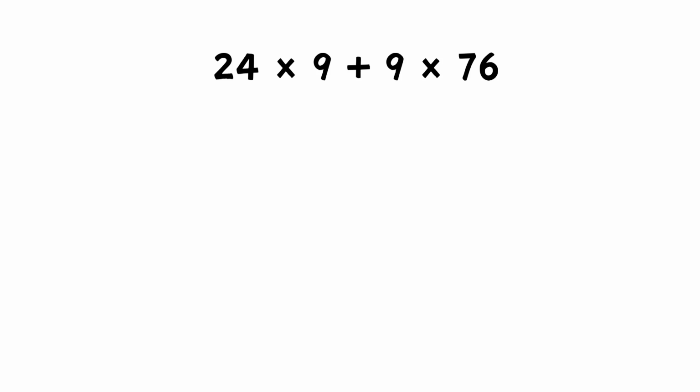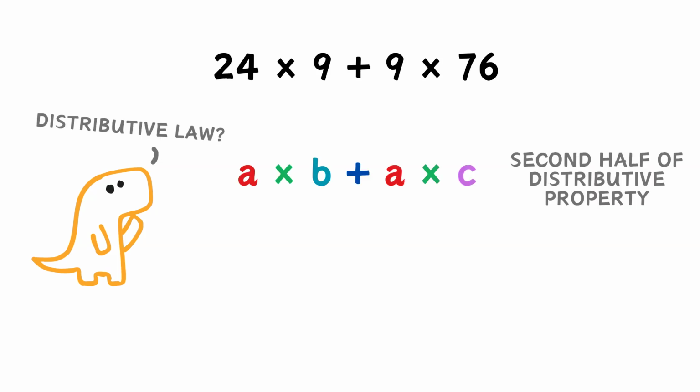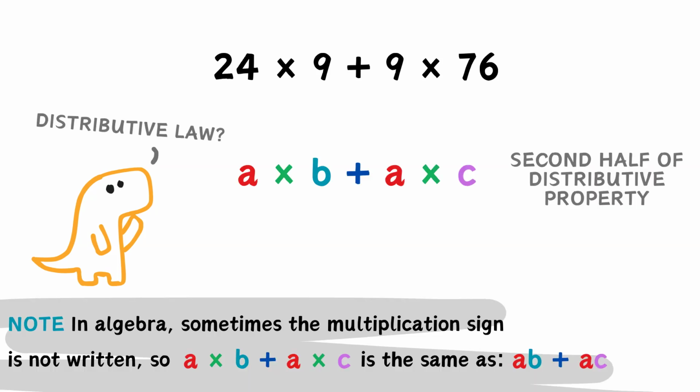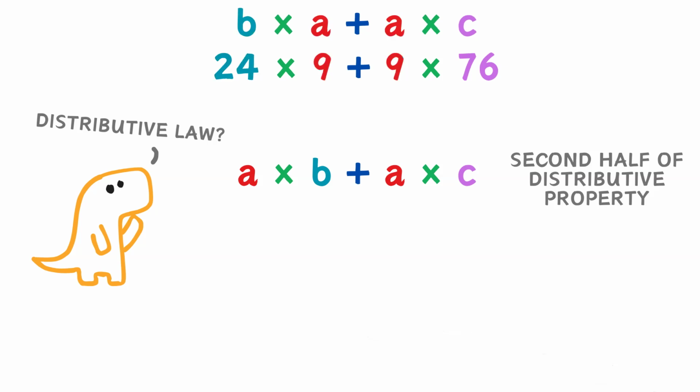Okay, so first off, does this look anything like what we already know? Well, we know that the distributive law's second half is AB plus AC. Now, if we try replacing numbers here with variables, we get AB plus BC. This is kind of close to that, isn't it? But what if instead of making 9 the B, we made it A, and then we made the 24 the B. Well, then we get BA plus AC.